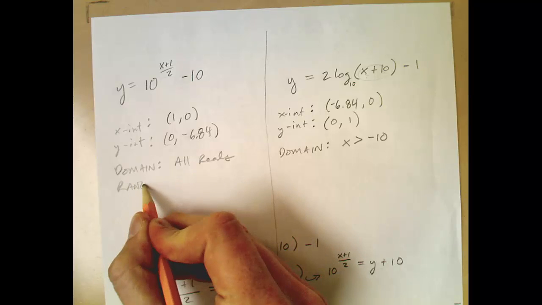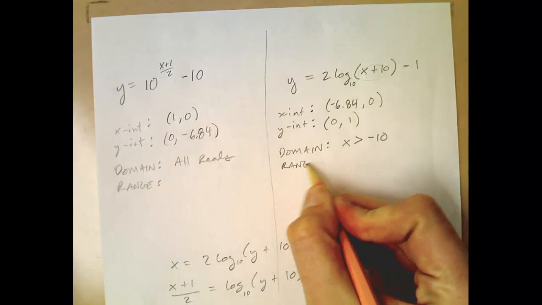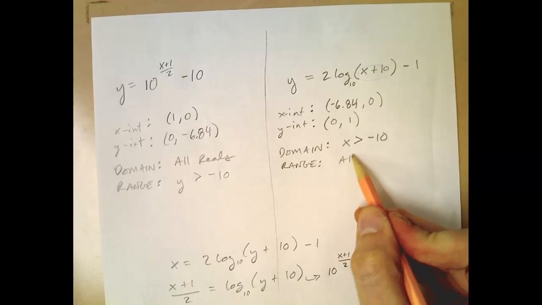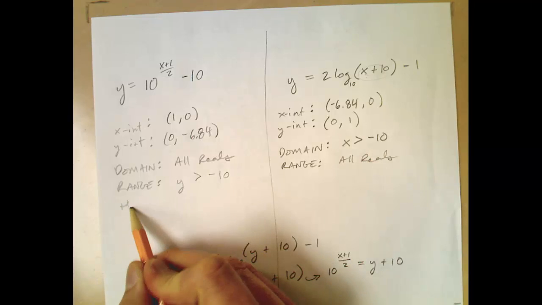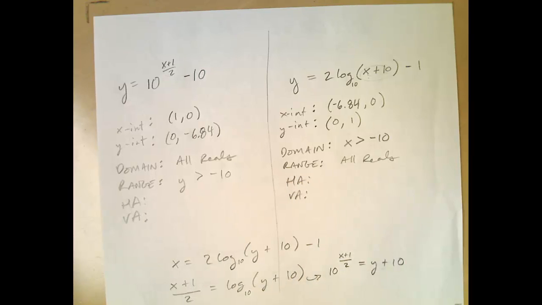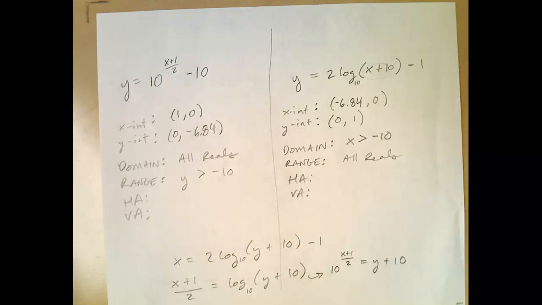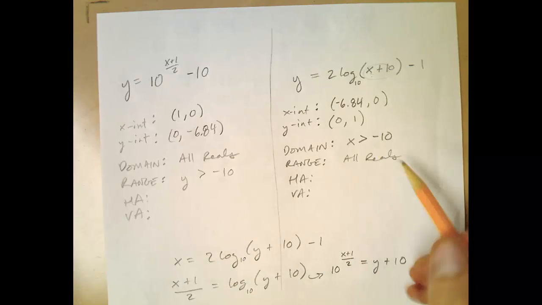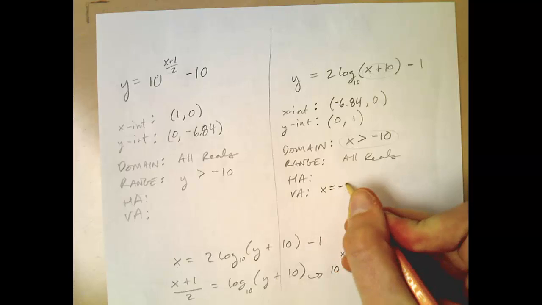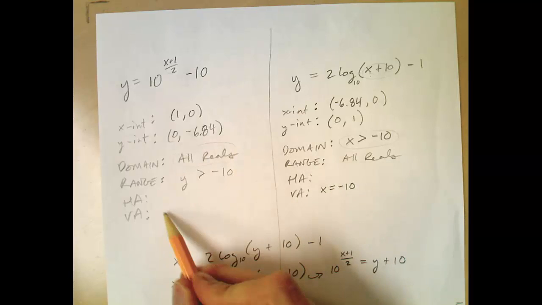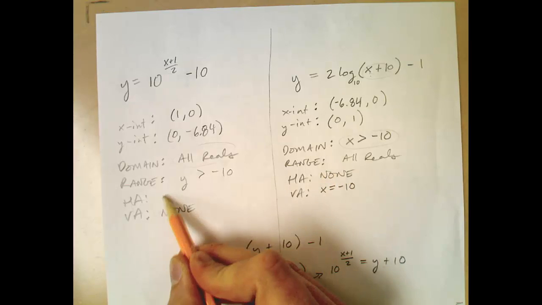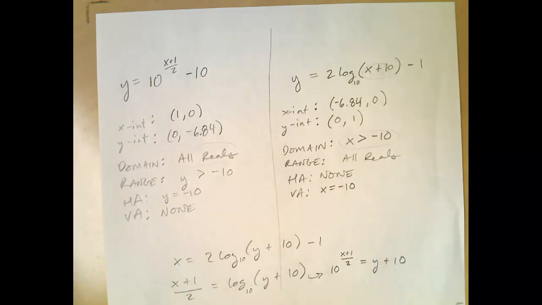Okay, range. The ranges reflect the domains. Asymptotes. Vertical asymptote's easier for me because it connects right to the domain. So you could say the lower bound of the domain is negative 10. That's where the vertical asymptote is. Domain is all real numbers, no vertical asymptote. All right, there you are.